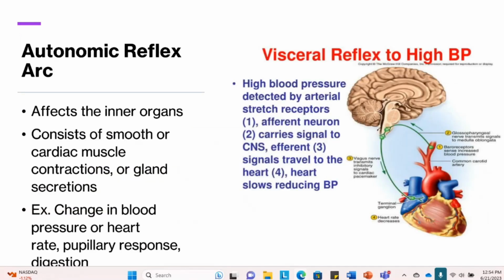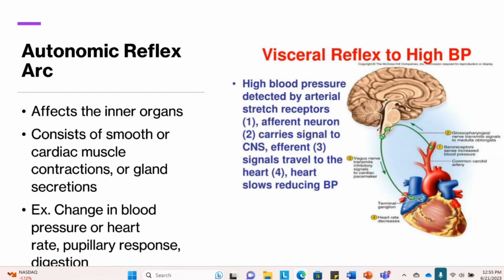So an autonomic reflex arc is also going to be known as a visceral reflex, and it's going to affect your inner organs. So it's going to have smooth or cardiac muscle contractions or even gland secretions. An example of this could be a change in blood pressure, heart rate, pupillary response, or even digestion.